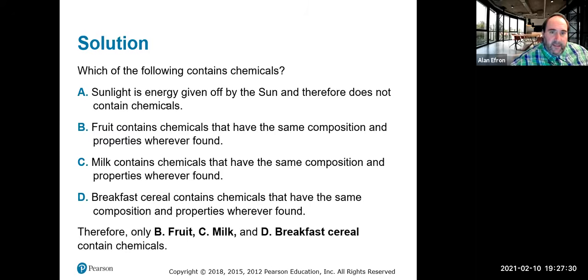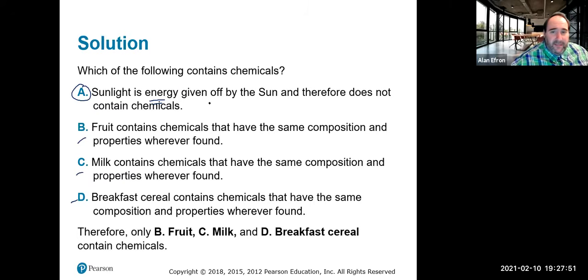So when we look at these again, there's chemicals and all these things, but really the sun is all about energy. Sunlight, for example, or the energy can be used to help certain chemical reactions occur by providing the right amount of energy for that to happen.